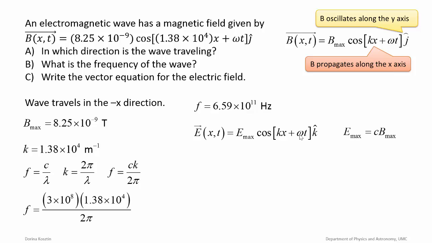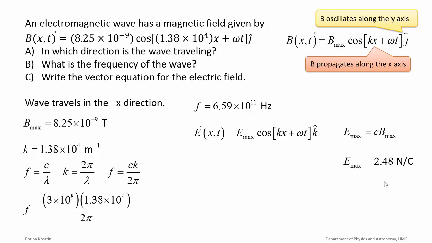The maximum value of the electric field is related to the maximum value of the magnetic field. It's nothing else than c times B max. And if we multiply the magnitude of the magnetic field, 8.25 times 10 to the minus 9, with the speed of light, which is 3 times 10 to the 8, we get that the amplitude of the electric field is 2.48 newtons per coulomb.